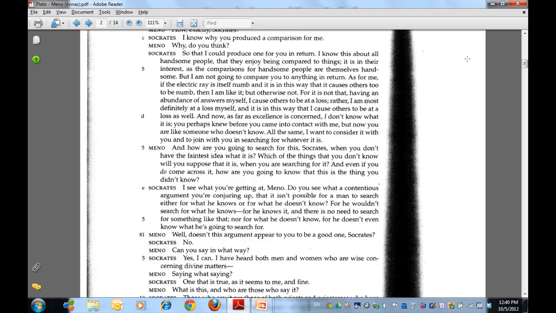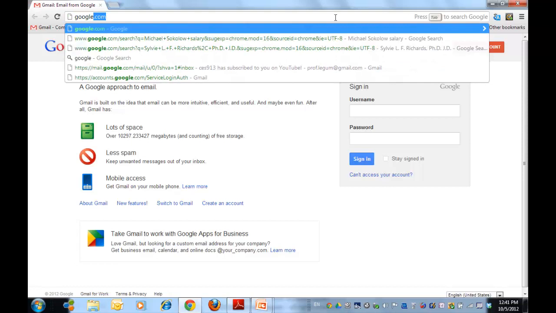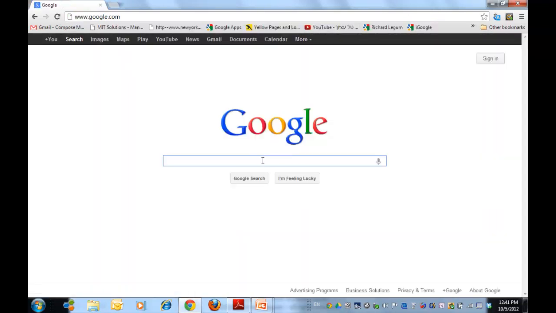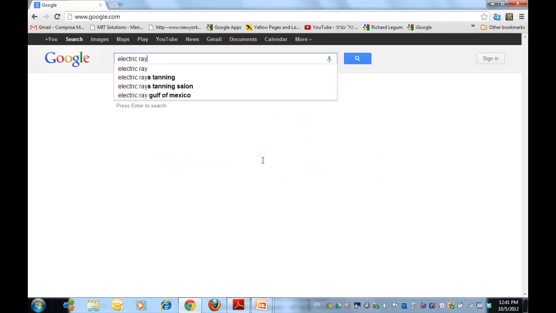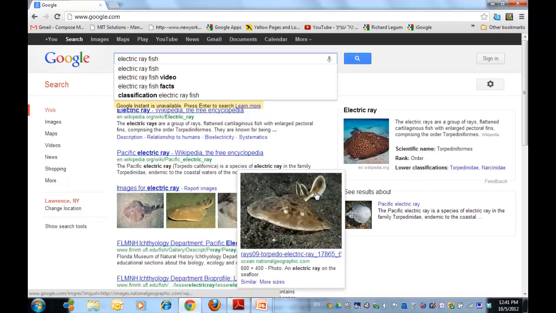Meno says, "Oh, you're like this electric ray," which is a fish. I actually looked it up on the internet. If you're that interested, let me bounce over to an internet browser. I don't think I have one live, so I will pop one up, my Google browser, and go to Google, and I will do a search for electric ray fish, and look at what pops up already. We're seeing images for an electric ray fish, this flat fish, which is what's described.